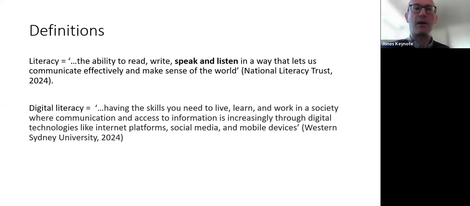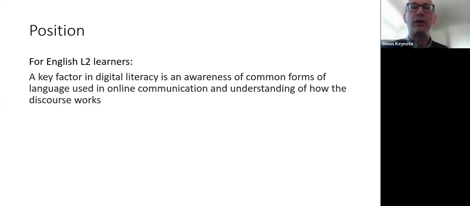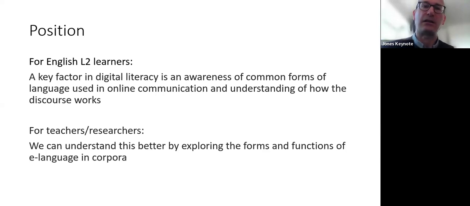Okay, why am I interested in this? Well, my position is that for L2 learners, a key factor in any kind of digital literacy is an awareness of common forms of language used in online communication, and some understanding of how this discourse works, because it's likely to be different from other forms of language. And for us as teachers or researchers, we can understand these common forms better if we explore forms and functions of e-language in corpora.